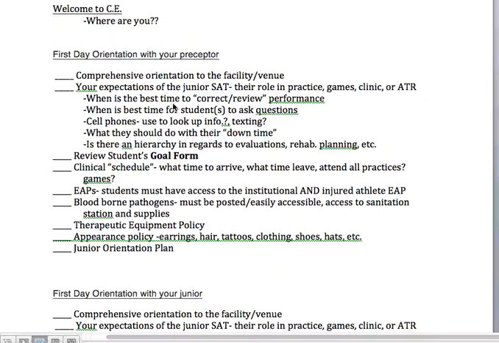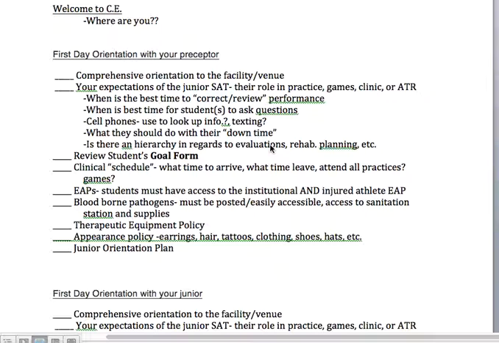What's the best time to review your performance? Best time for you to ask questions? What your preceptor's policy is about cell phones? What you should do with your downtime, and if there's a hierarchy in regards to evaluation and rehab planning.